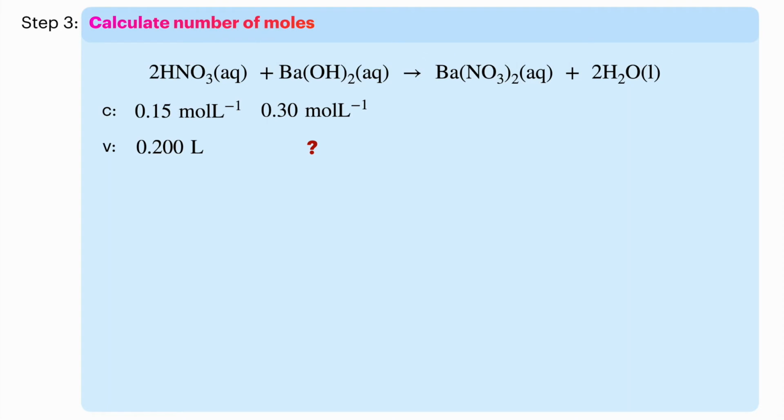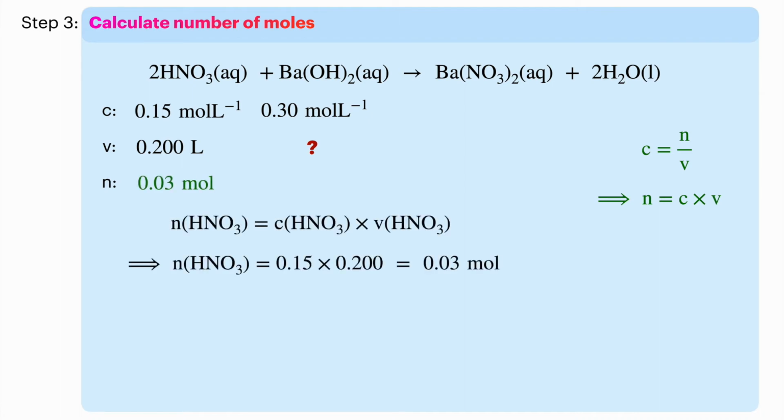The third step is about calculating the number of moles of the species for which both concentration and volume are given, which is nitric acid in this case. If you can recall the relationship between concentration, volume, and number of moles, it is c equals n over v. We can rearrange this equation to make number of moles the subject of the equation. Please be aware that the volume entered in this equation is in liters.